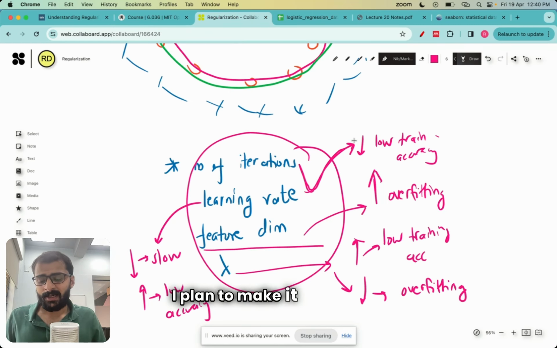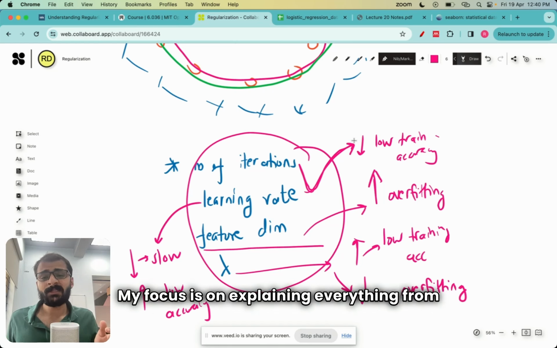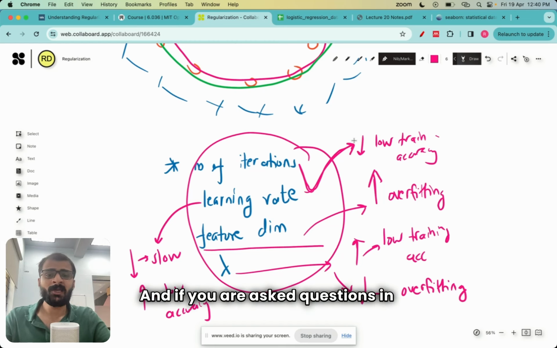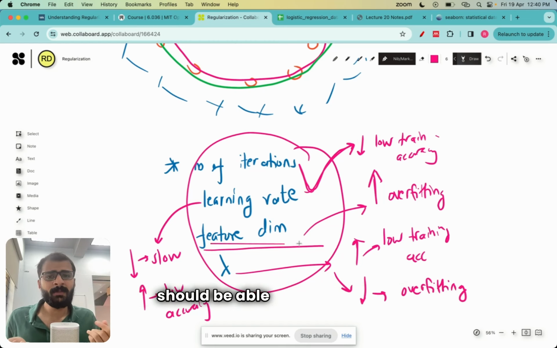So thanks everyone for staying with me throughout this course. I plan to make it as intuitive and visual for you as possible, and not just write equations which you don't understand. My focus is on explaining everything from scratch so that you don't forget ML. And if you are asked questions in an interview like how to select feature dimensions, you should be able to answer those.